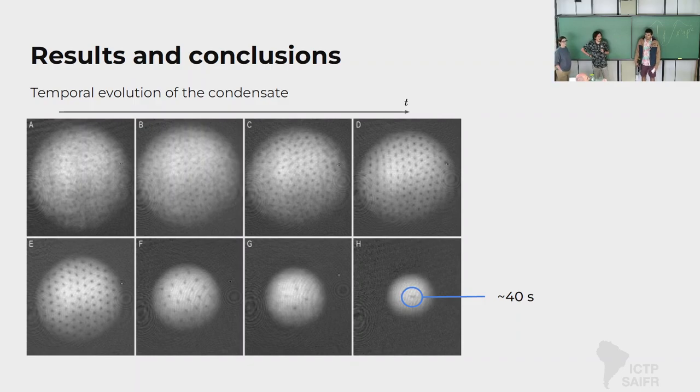Okay. But why does it become smaller with time? Because of the collisions. Ah, okay. So they lose some atoms. Yeah. So it's not vortex dynamics. Actually, it might be something different.